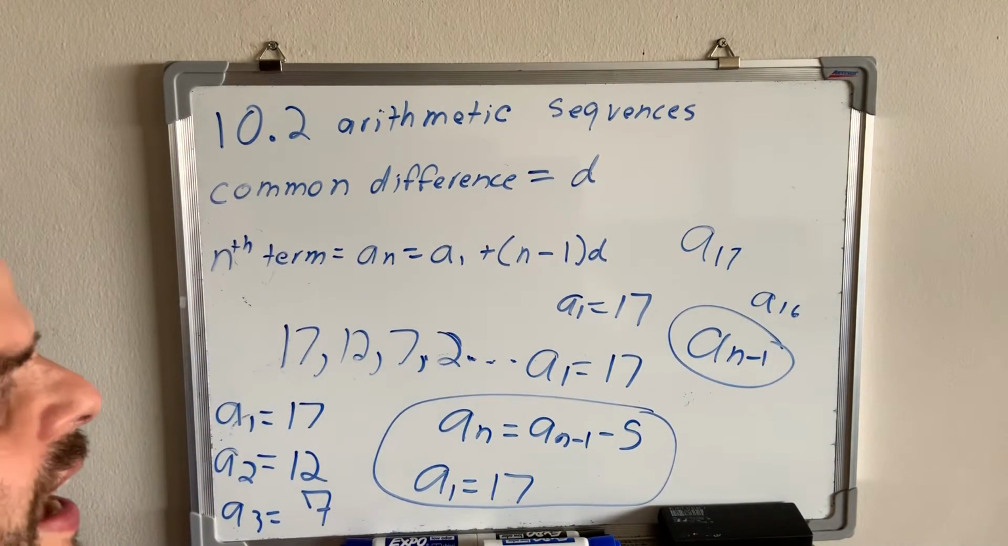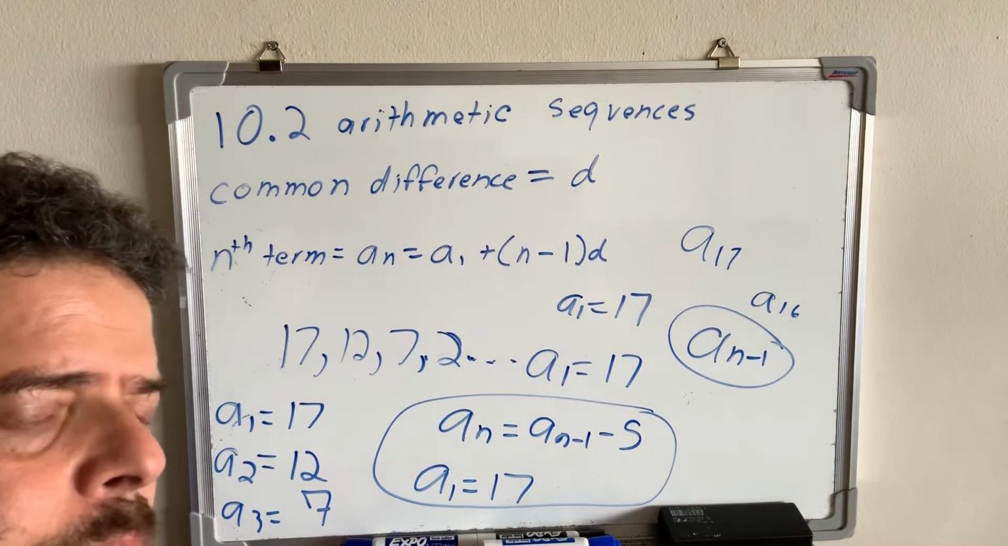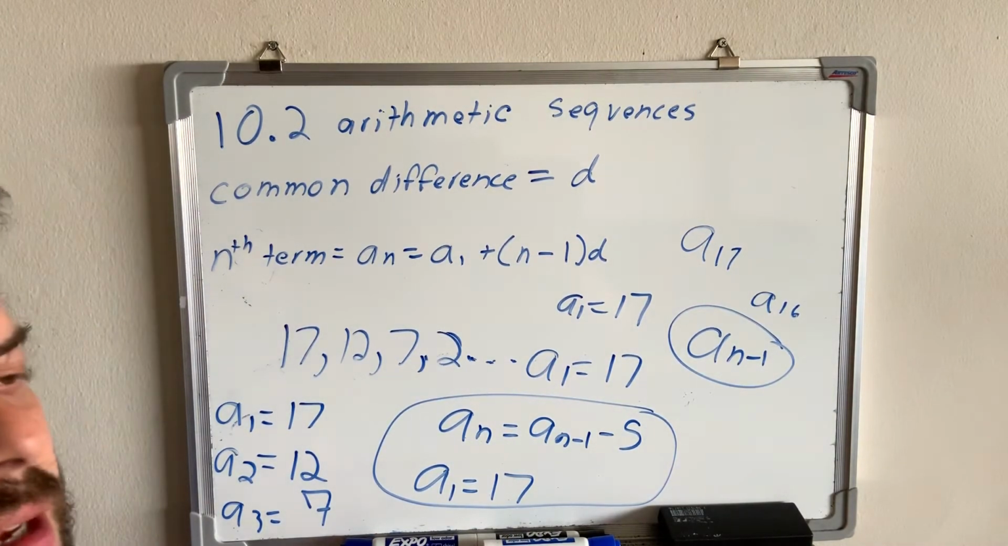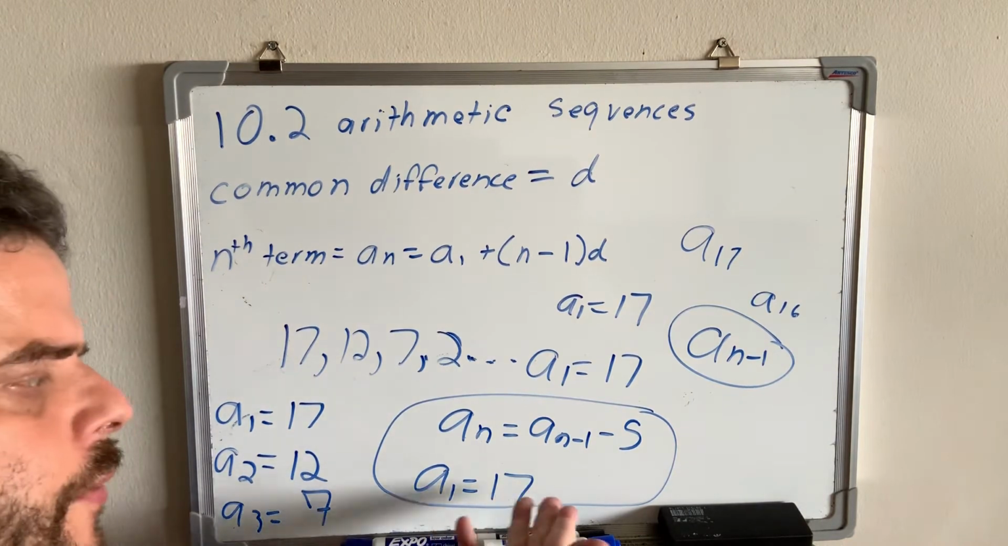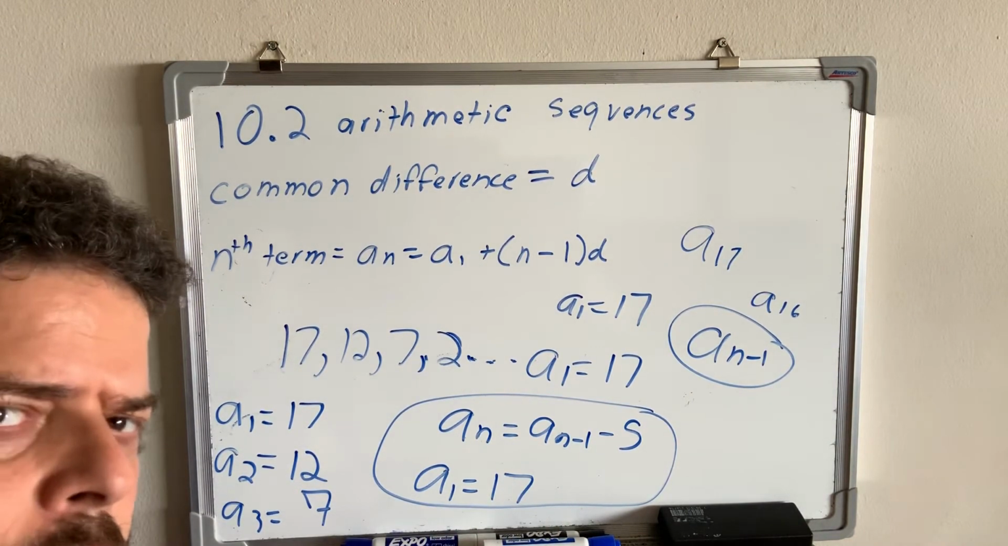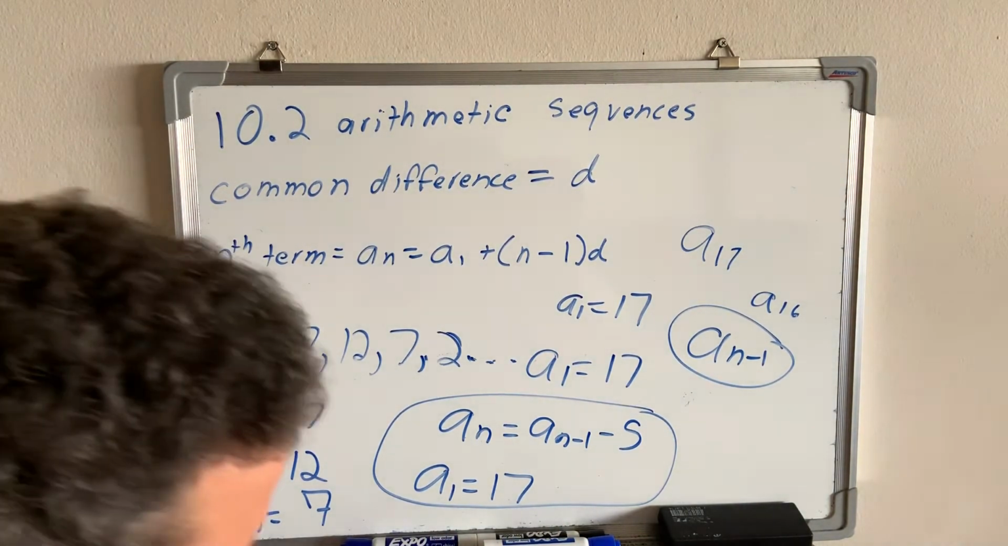If they ask you for the explicit formula, you write the explicit formula. If they ask you for the recursive formula, you write the recursive formula. Pretty straightforward. That's it for example 2.